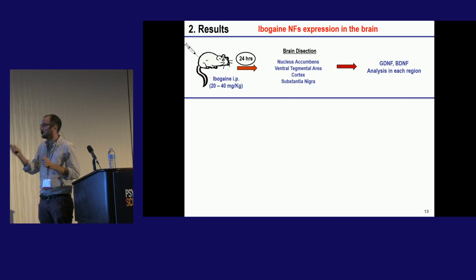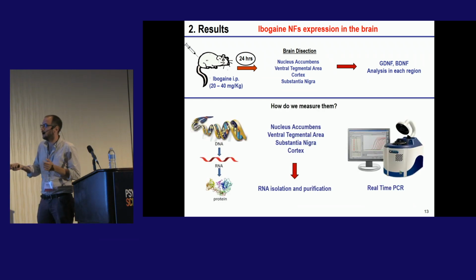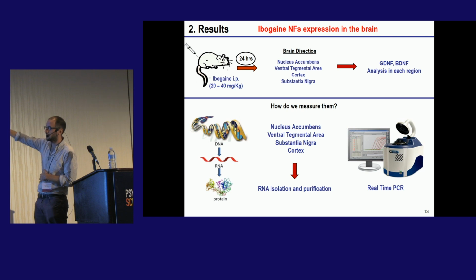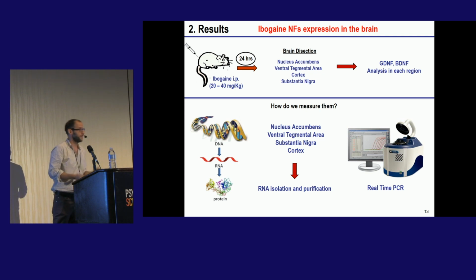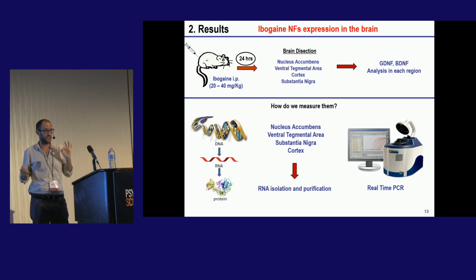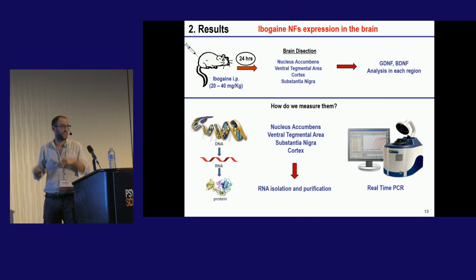So afterwards, what do we do? We check the expression of the GDNF and BDNF in each part of the brain. And how do we do that? Actually, we are not checking the amount of protein that is there. We are checking the amount of RNA. We know that the DNA is transcribed to RNA, and the RNA goes to a protein. And we are not measuring in this part of the brain the amount of protein. We are measuring the amount of RNA that could be correlated with the amount of protein. This correlation is not 100% exact, but it is an indicator of whether the expression is high or low. We do it with this technique called real-time PCR. I'm not going to enter into that.